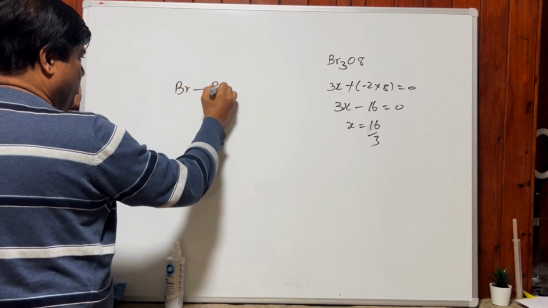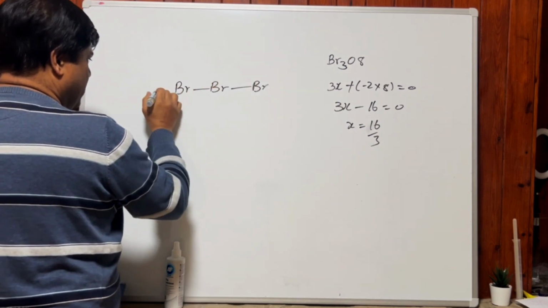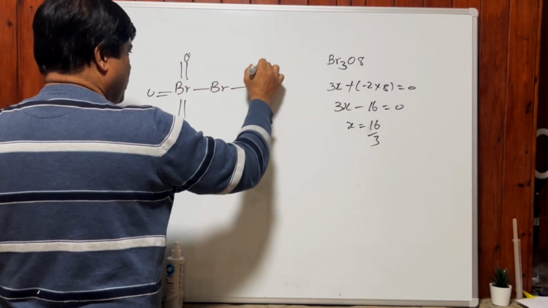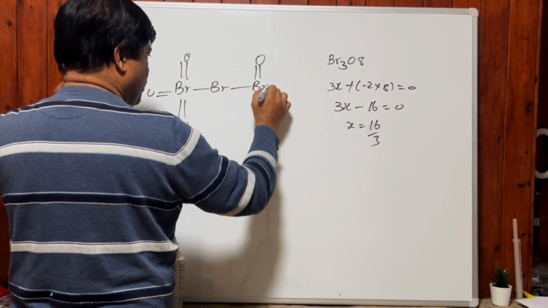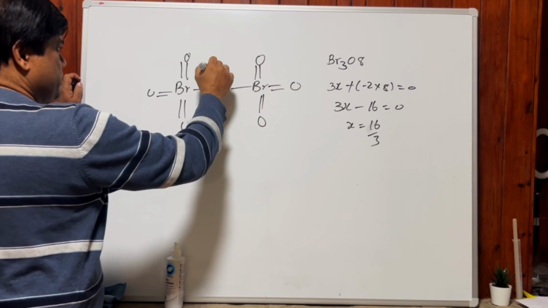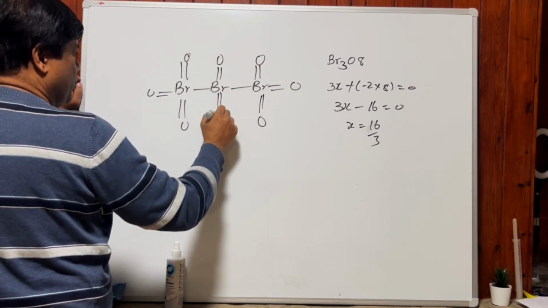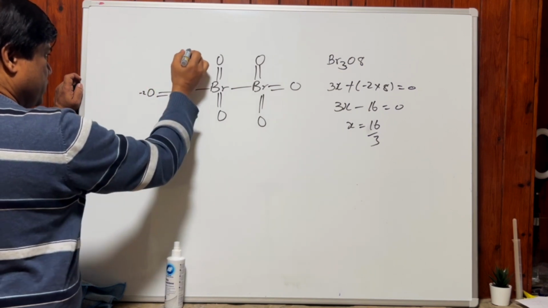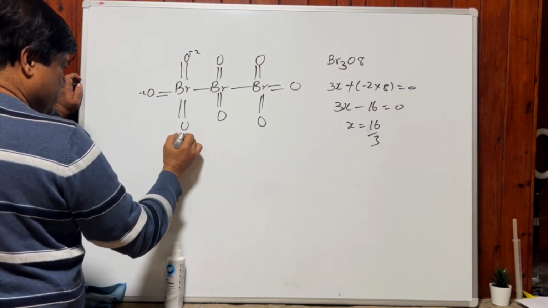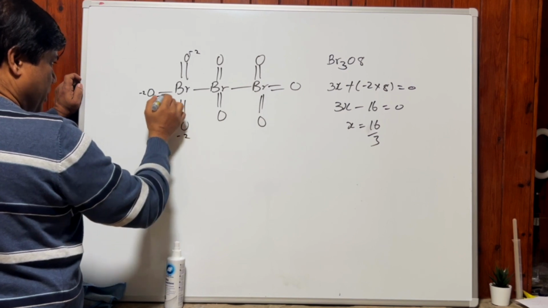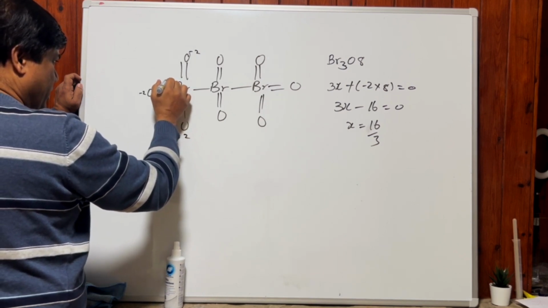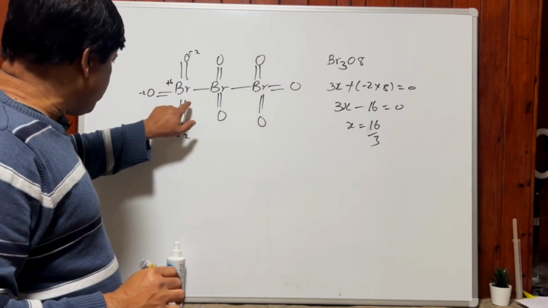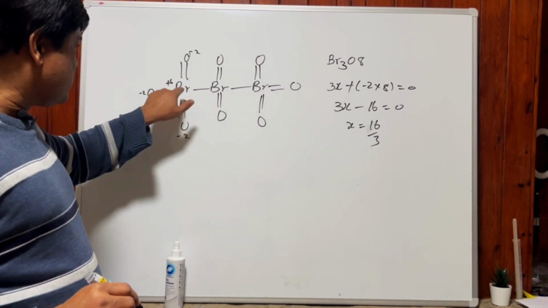Bromine, bromine, bromine, double bond O, double bond O, double bond O, double bond O, double bond O, double bond O, double bond O, double bond O. So this is minus 2, this is minus 2, this is minus 2, minus 2, minus 2, minus 2. So here plus 6. Agree? Plus 1 plus 1 plus 1 plus 1 plus 1 plus 1. Bromine bromine 0.